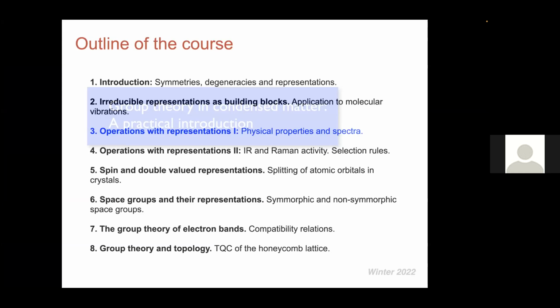Okay. So far, the only operations that we have performed with representations have been addition and subtraction. When we decompose the mechanical representation, we write this as a sum of irreps, okay? And then when we want to obtain, for instance, the vibrational representation, I just subtract the rotational and the vector. Today, we're going to learn to take products of representations, which is very important. This is very important for two reasons.